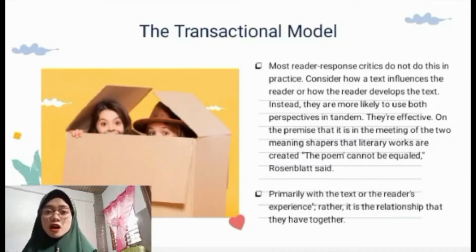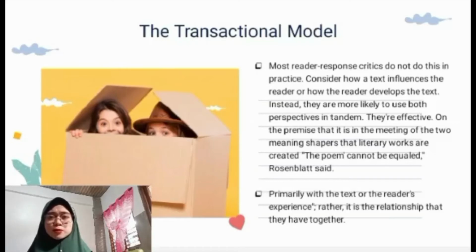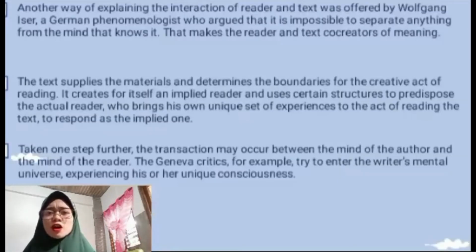The former acts as a template, limiting what the reader can do with it. The latter is expected to fill in the blanks and be co-producer of the text in general. Wolfgang Iser, a German phenomenologist, proposed another explanation for the relationship between reader and text, claiming that nothing can be separated from the mind that knows it. As a result, the reader and the text become collaborators in the creation of meaning.